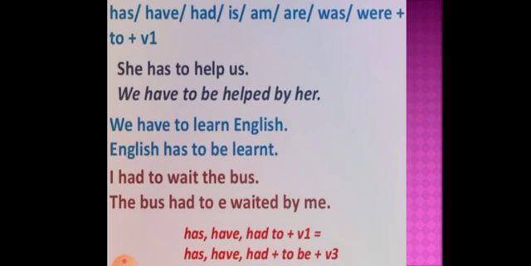Again, we have to learn English. English has to be learned. I had to wait for the bus. The bus had to be waited for by me. The formula: has, have, had to plus V1 is equal to has, have, had plus to be plus V3.